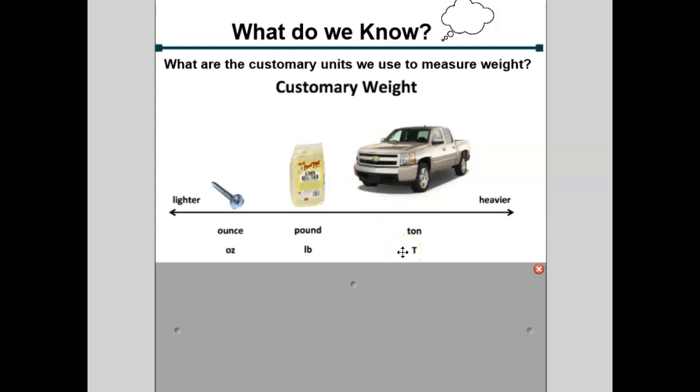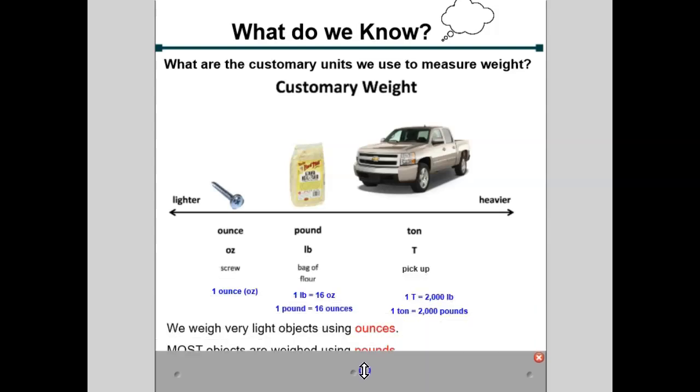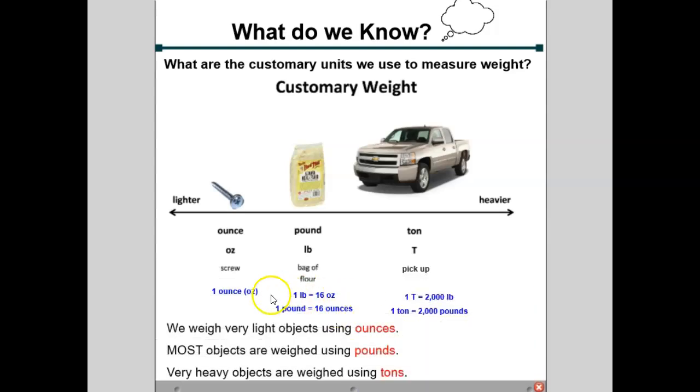I have one more challenge for you, third graders. Could you write down how many ounces there are in a pound and how many pounds there are in a ton? Write it on your paper. Fantastic. You are exactly right. There are 16 ounces in a pound. There are 2,000 pounds in a ton.